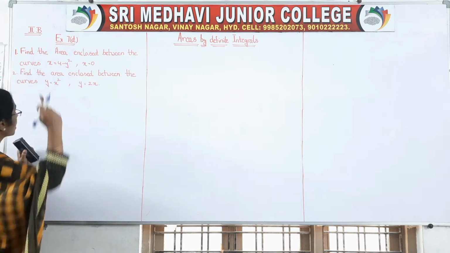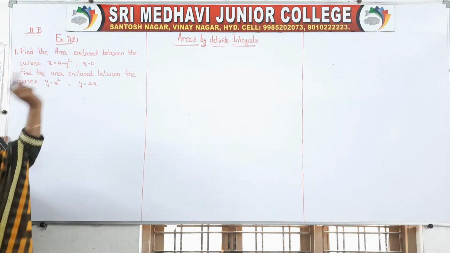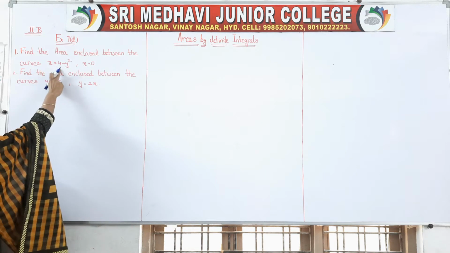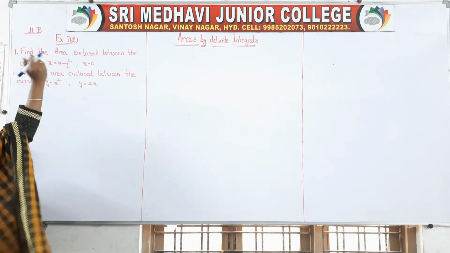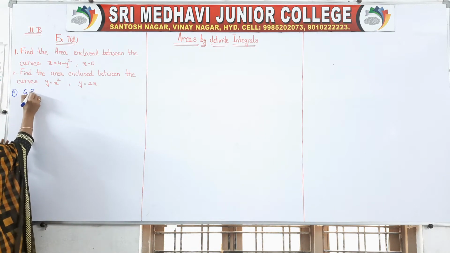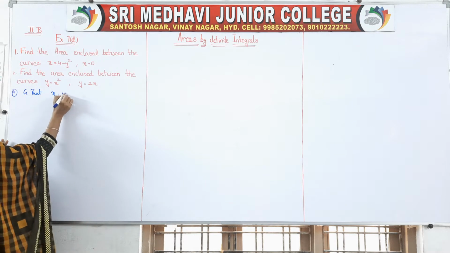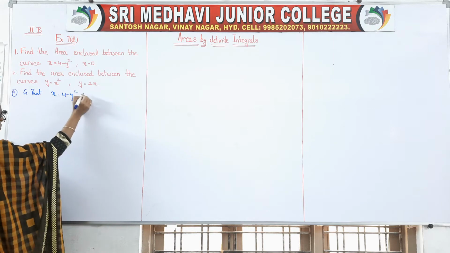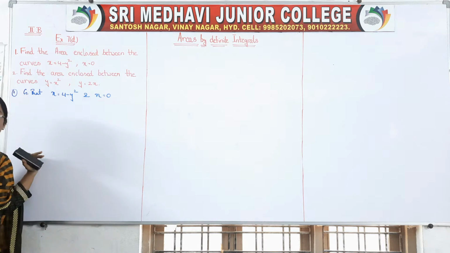Okay, so come to the first question. Find the area enclosed between the curves x is equal to 4 minus y square and x is equal to 0. So first, what is the given information to you? Given that, right? Given that x is equal to 4 minus y square and x is equal to 0.